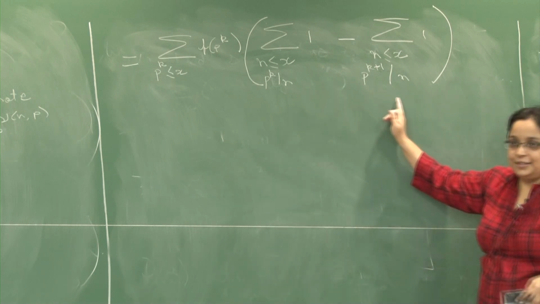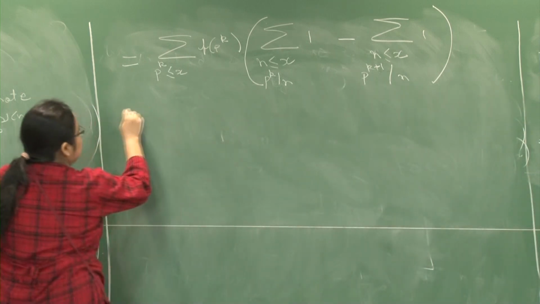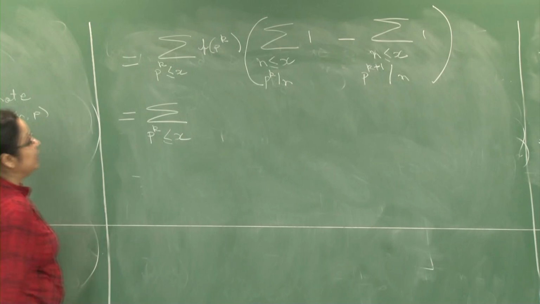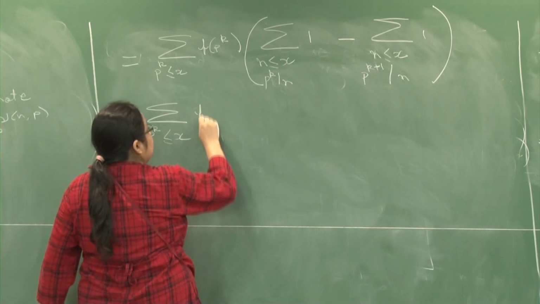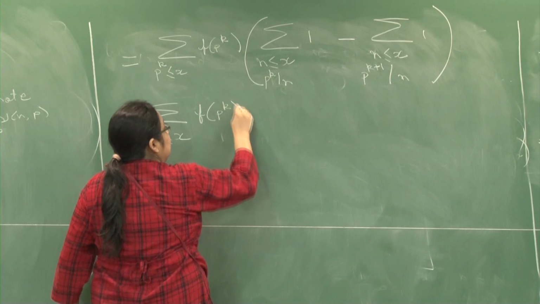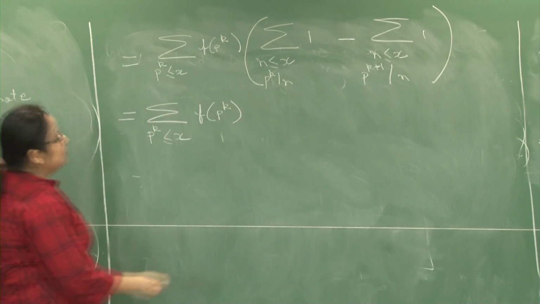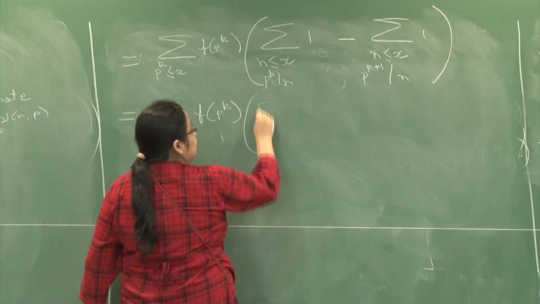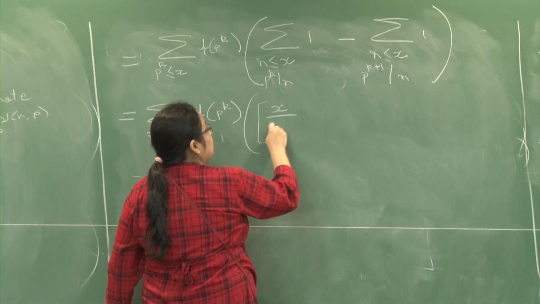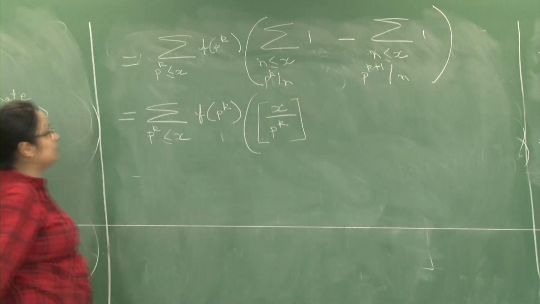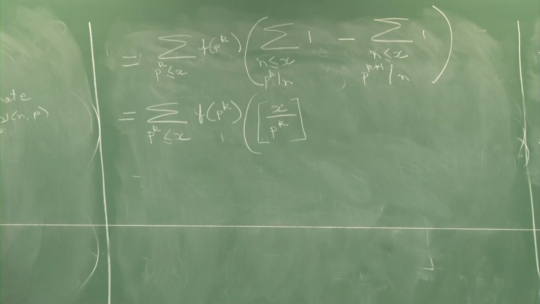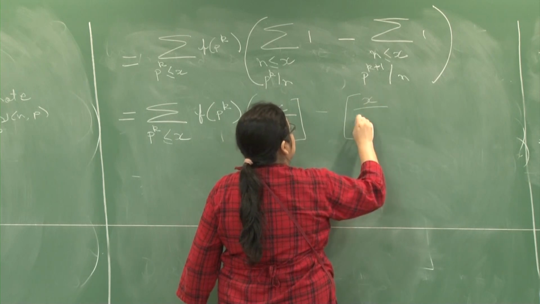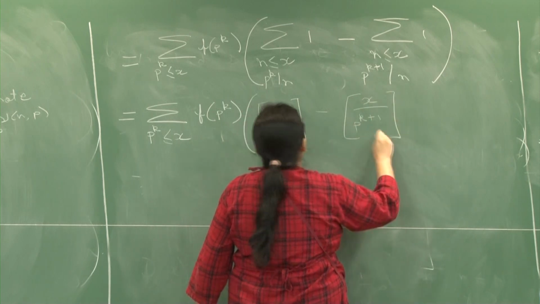By now, you know what this quantity is. This is just the summation over p raised to the k less than or equal to x of f of p raised to the k times, what should you have here? You will end up getting the greatest integer of x over p to the k, minus the greatest integer of x over p raised to the k plus 1.